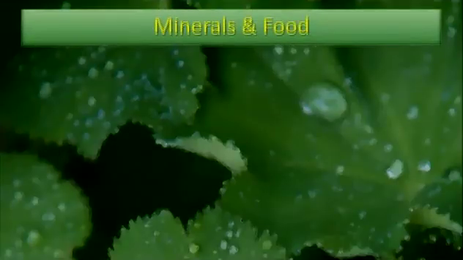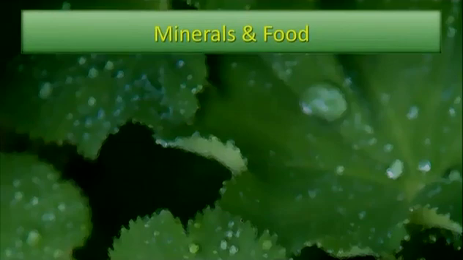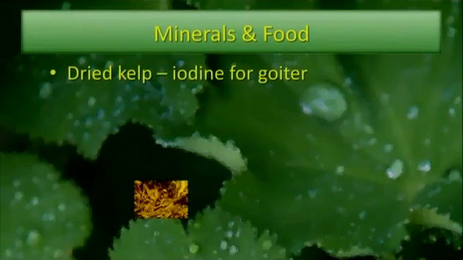Now, minerals and foods. Dried kelp has lots of iodine. Iodine can be used for goiter. Goiter is an enlargement of the thyroid gland in your throat when the person isn't getting enough iodine. Concentrations in dried kelp can be as much as 20,000 times that of seawater, amazingly.